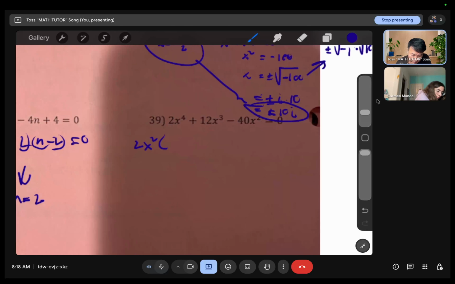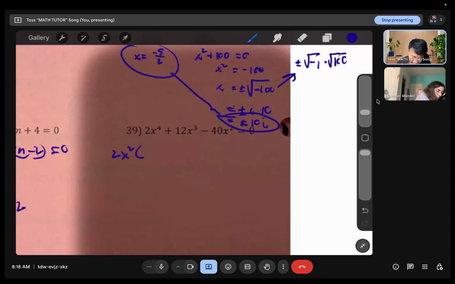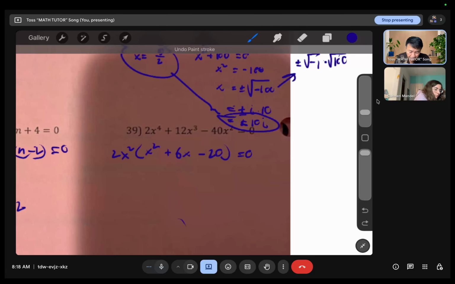So the GCF comes out, but then the rest. Let's see what happens here. It'll be x squared plus 6x minus 40 minus 20 equals 0. This one turns into a quadratic, a trinomial. But no matter, you still have to set each one equal to 0.